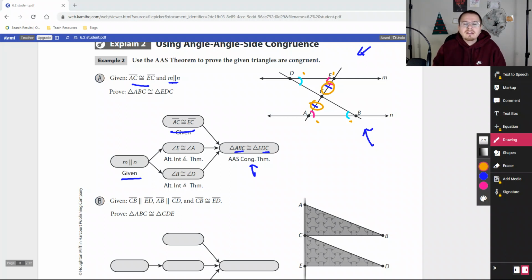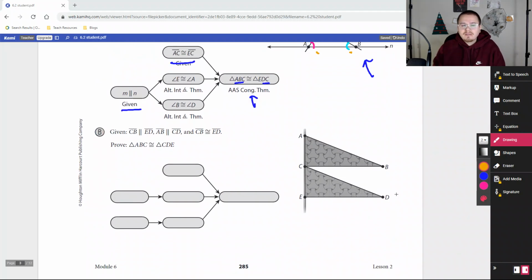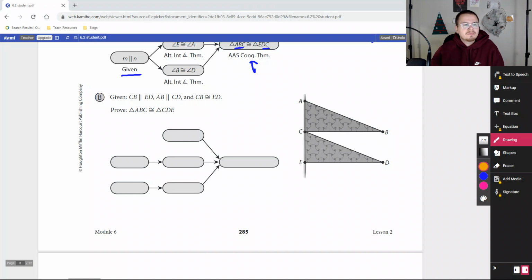This is different than ASA because with ASA you had to have the two angles but the side that's included in between them, whereas now it's any non-included side. Alright, so here's a chance for you if you want to give us a shot, and I'll do my best.